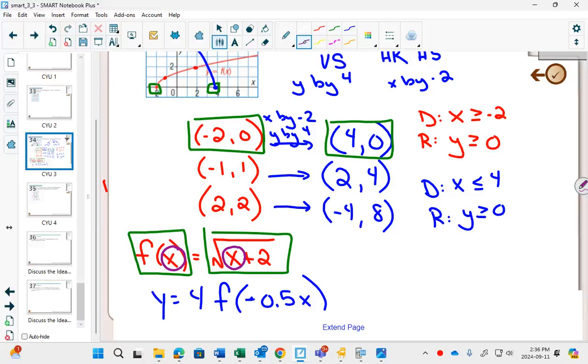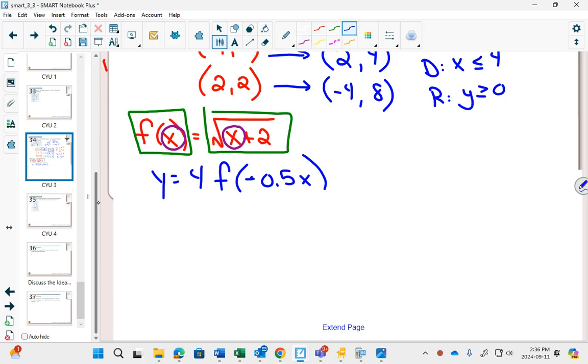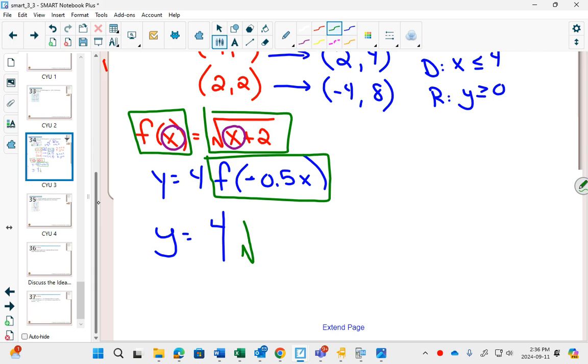So here, in my blue equation, first of all, that 4 is outside the function. It stays outside the function. Now I have this, which I'm going to put a green box around. That's f of something. This gets replaced with a square root of, and it's supposed to be x plus 2, but then inside, what do I have instead of x? I have negative 0.5x plus 2.